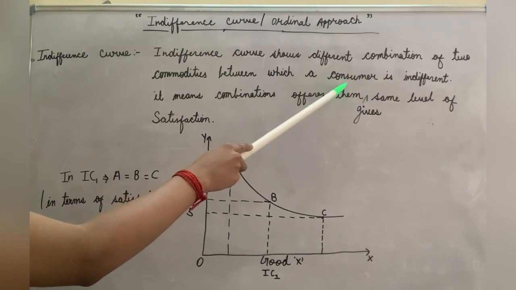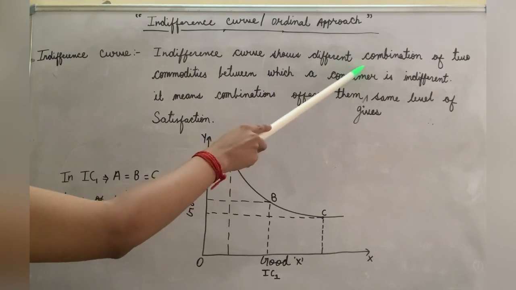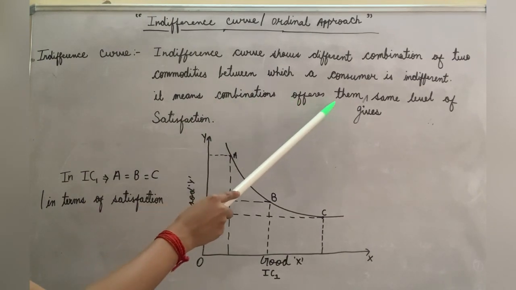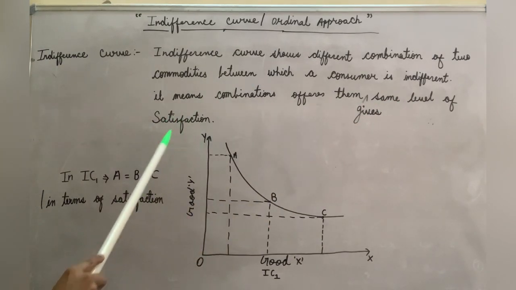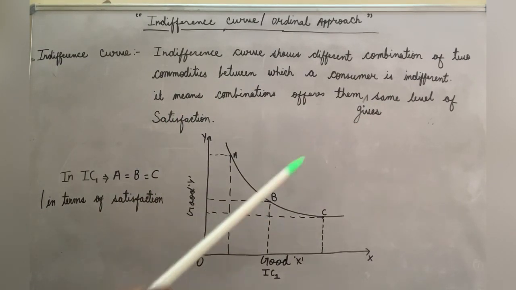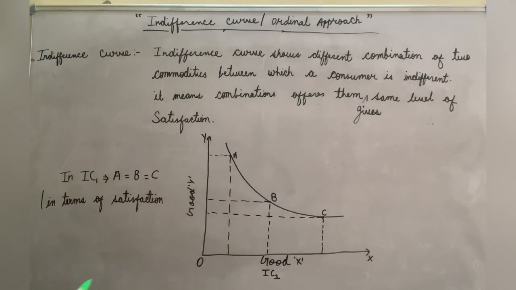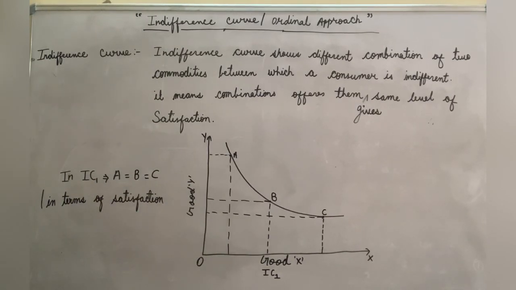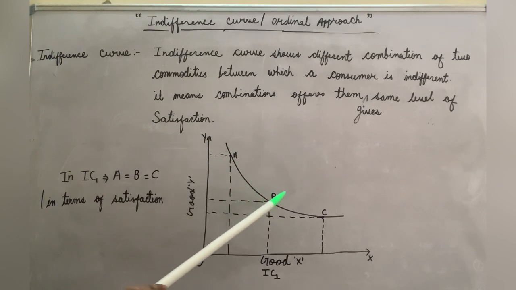So the consumer chooses those different combinations that give an equal level of satisfaction. It means the combinations offered give the same level of satisfaction, as the consumer is indifferent between different combinations because they give them an equal level of satisfaction. We can show an indifference curve in this diagram as points A, B and C.